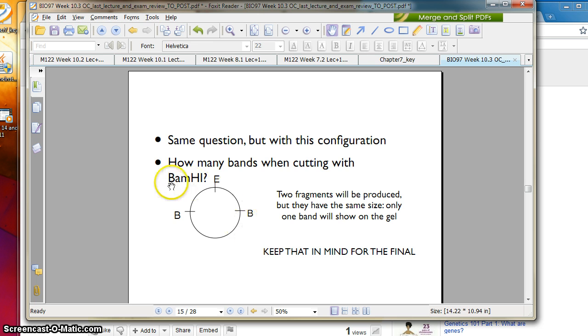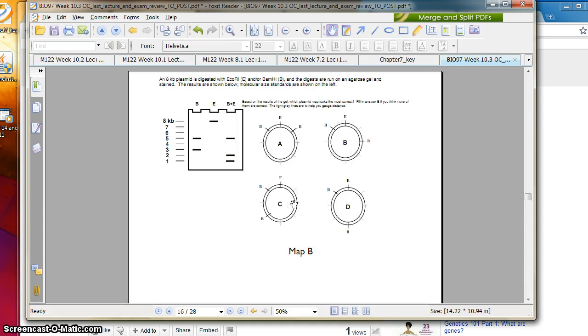Now, if you cut with BamHI and EcoRI, then you would get two different fragments. Why? One, two, and the third one is the same size as the two, even though there are three fragments. Okay, next question. Another one of these, right? We're gonna get very good at these mapping games.